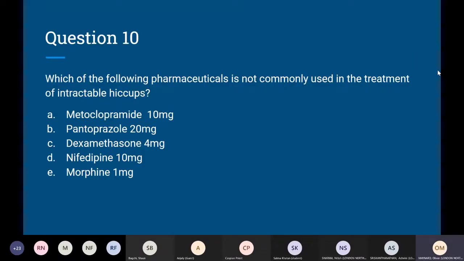So question 10, which of the following pharmaceuticals is not commonly used in the treatment of intractable hiccups? Is it A, metoclopramide, B, pantoprazole, C, dexamethasone, D, nifedipine, or E, morphine?